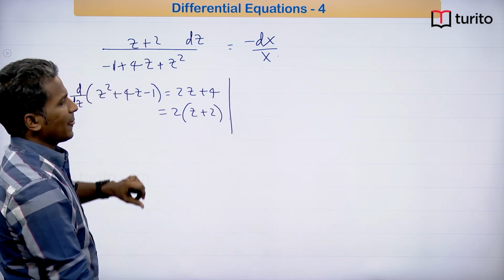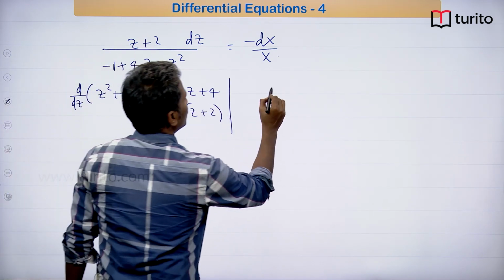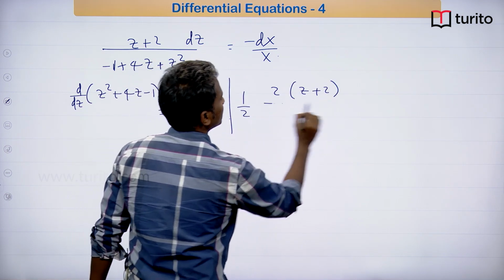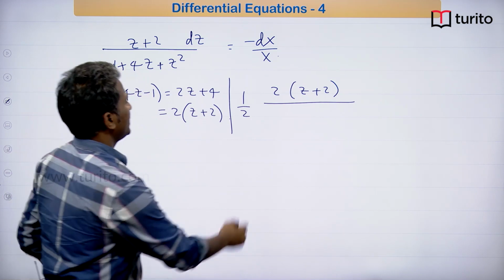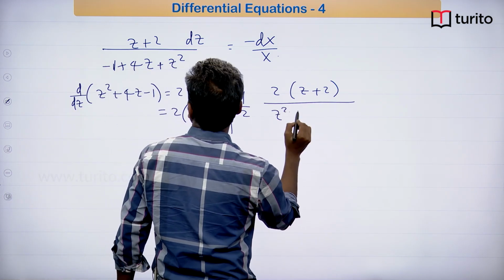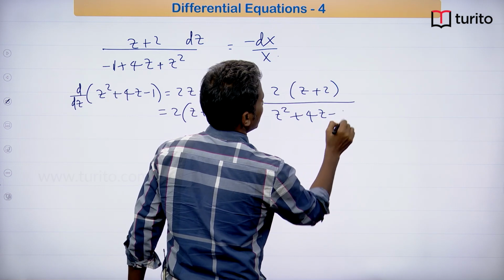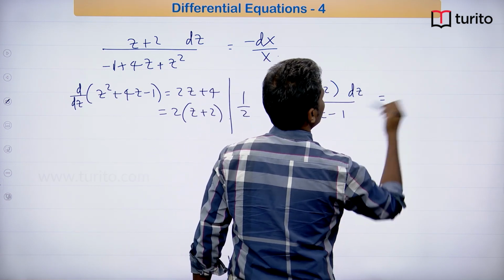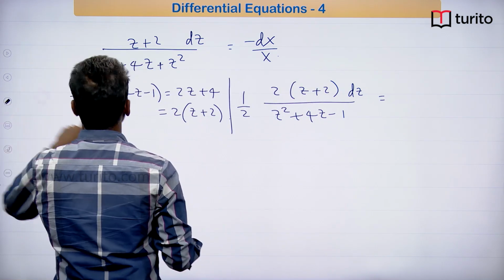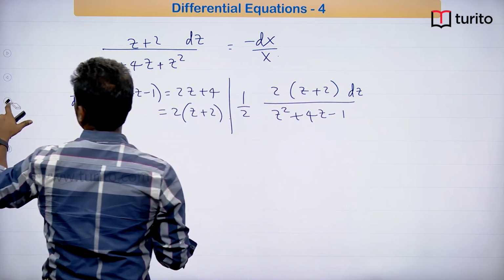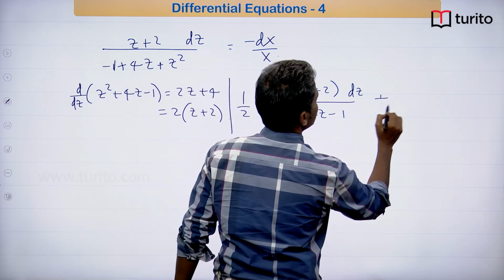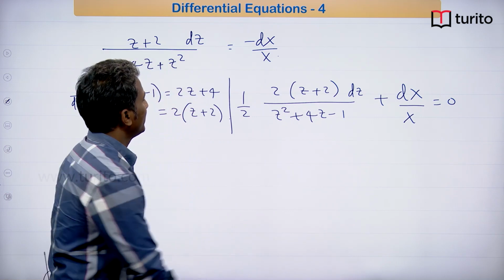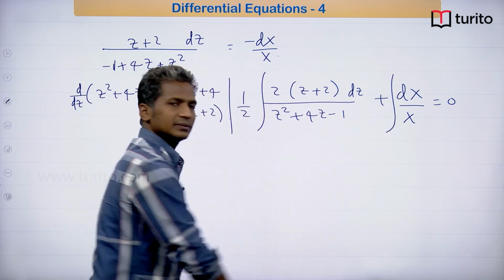So now here we'll supply 1 by 2 and we'll balance it, okay, and the denominator remains the same, which is z square plus 4z minus 1 and dz here. In the RHS we have minus dx by x, we can also put it in the LHS just for the simplification purpose. So dx by x is equal to 0. We are going to integrate this, right.